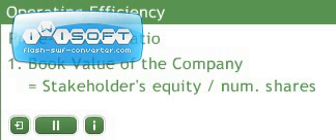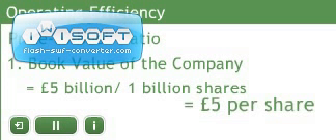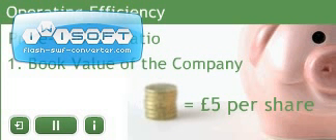Looking at a company's price-to-book ratio is a similar concept. To find a company's price-to-book ratio, you first have to determine the book value of the company. The book value of the company is equal to the shareholders' equity divided by the number of stock shares the company has issued. If a company has £5 billion in assets and has 1 billion shares outstanding, the company has a book value of $5 per share. That is how much money is inside the piggy bank per share.